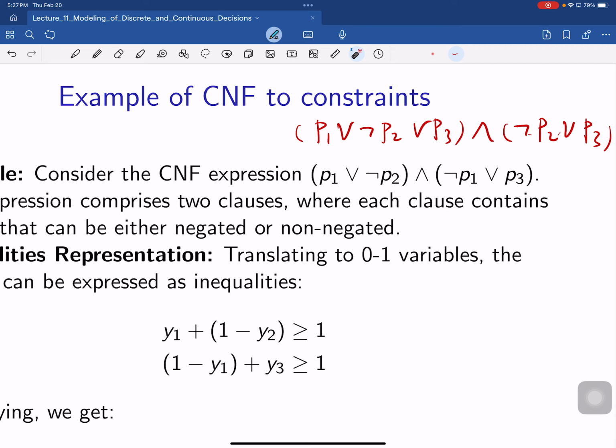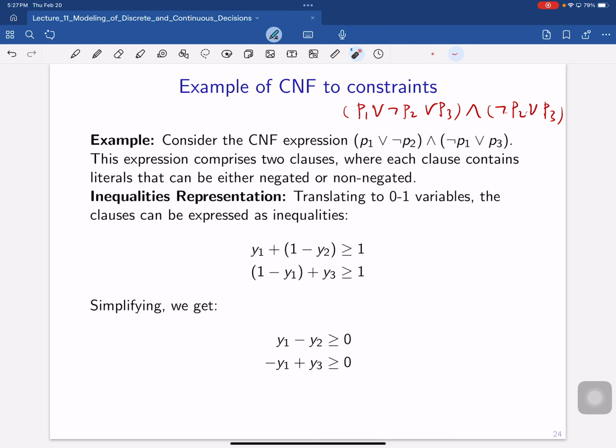If you have the AND over 10 different disjunctions, each of them has to hold separately. If one of them is false, the AND will not hold. So this thing has to be true, this thing has to be true, respectively, for the conjunctive normal form to hold true. And each of these clauses is a disjunction. In order for the disjunction to hold, you just need at least one of them to be true. It's like the summation over these literals has to be greater than or equal to 1.